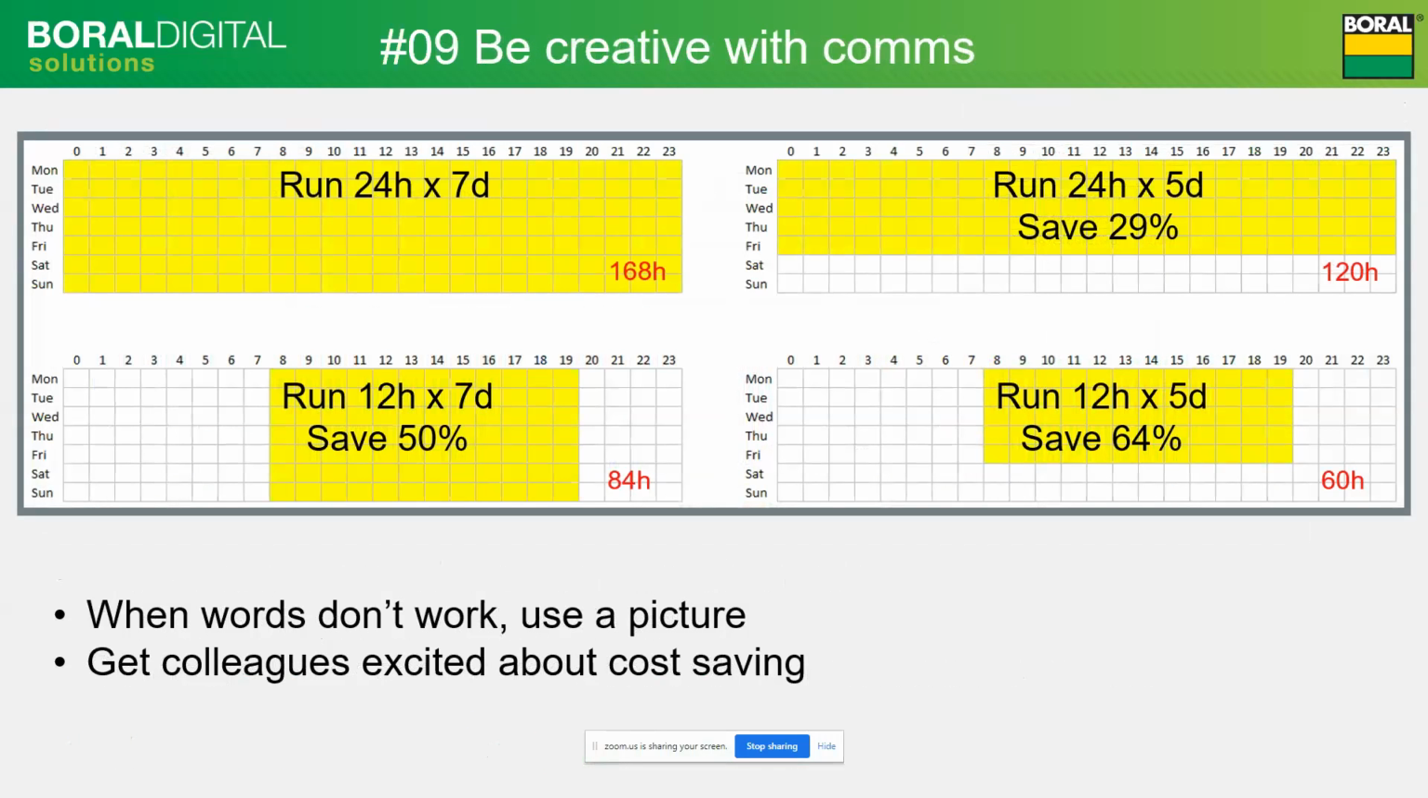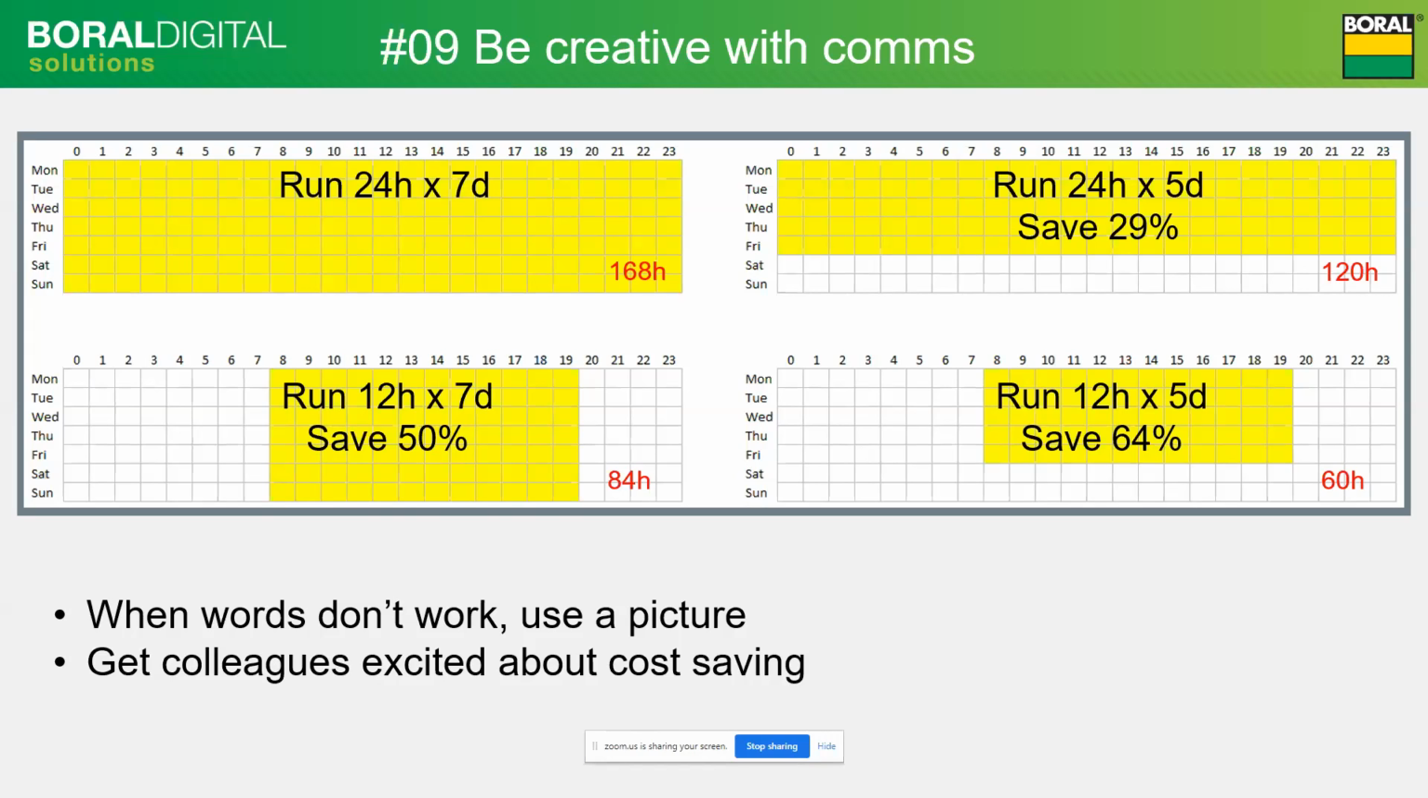The next slide I want to talk to you about is be creative with comms. When it comes to EC2, it's a bit more difficult. It's not like RDS where you can see the number of connections to say whether someone's using something or not. You can look at graphs about CPU usage, memory usage, disk reads, etc. But it's not as concrete.